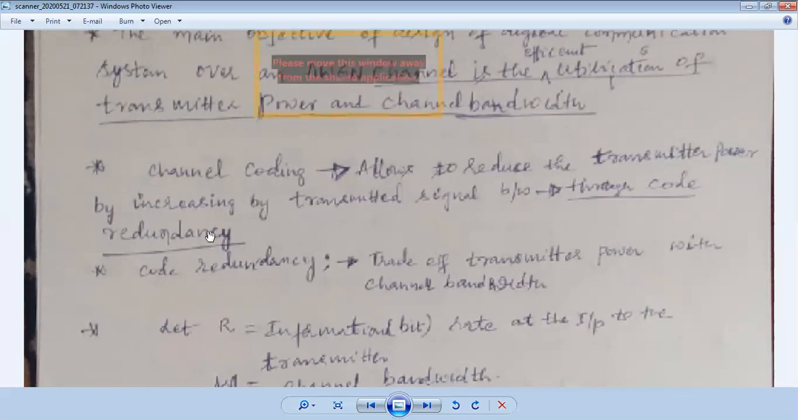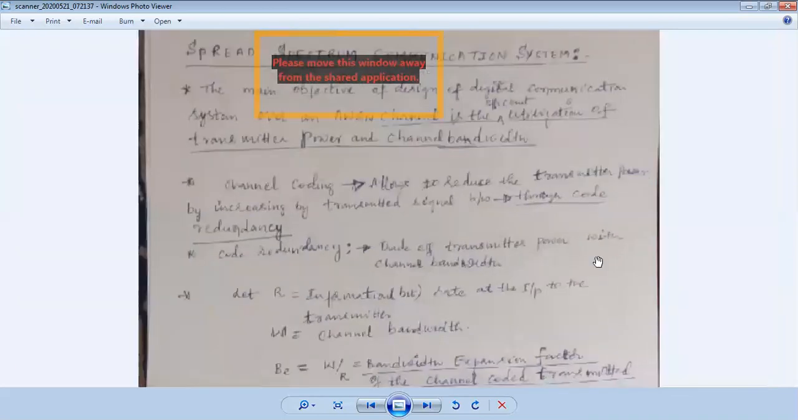What exactly is code redundancy? We rearrange the code such that less transmitted power will be utilized, but with higher bandwidth utilization. We call this code redundancy. That means we reduce unnecessary codes and avoid unnecessary transmission. So coding trades off transmitted power against the channel bandwidth.